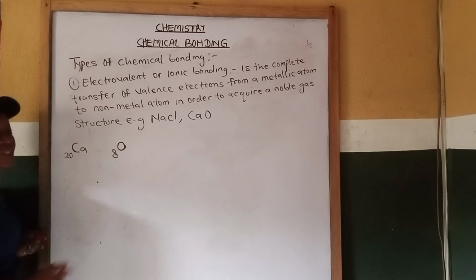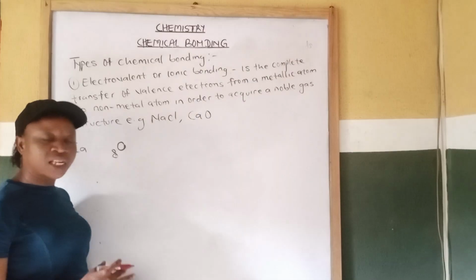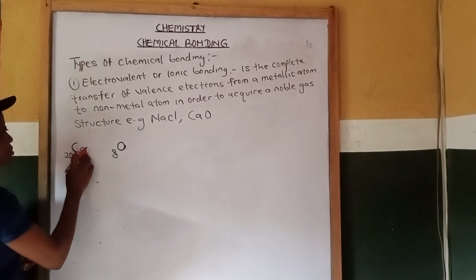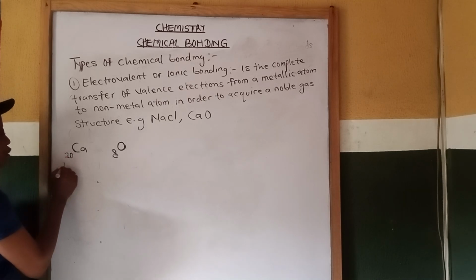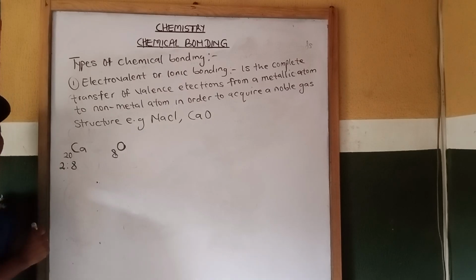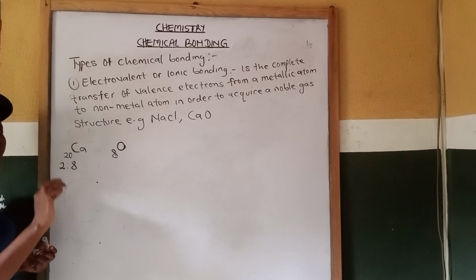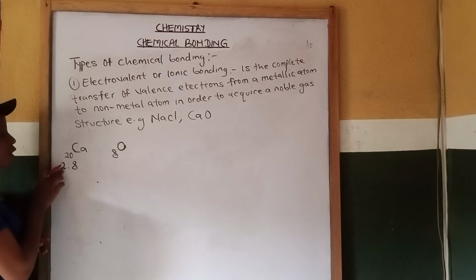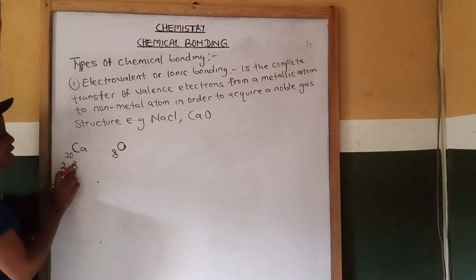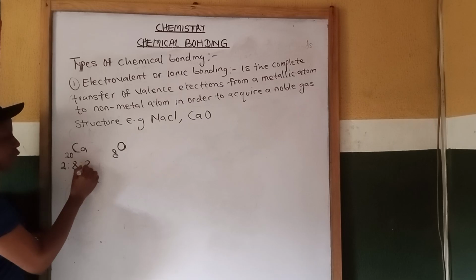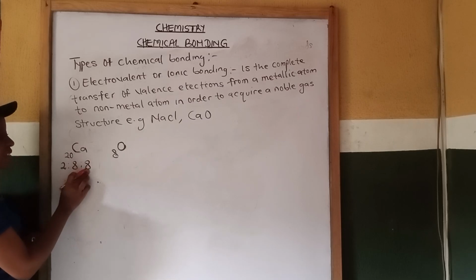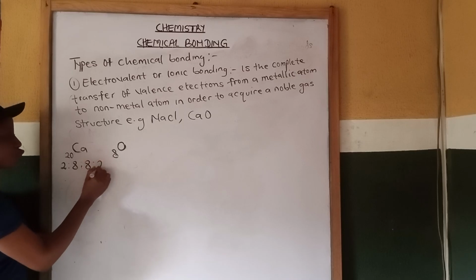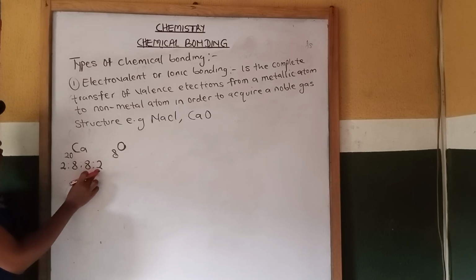So let's write their electronic configuration to know the one that is metallic and the one that is non-metallic atom. Now, the first shell will carry 2. The second will carry 8. Don't forget that after the first shell, other shells will carry a maximum of 8 electrons, and you must complete one shell before you move to the next shell. So 2 plus 8 plus 8 will give me 18. Remainder 2. So the remaining 2 will stay on the outermost shell. This last electron is known as valence electron.